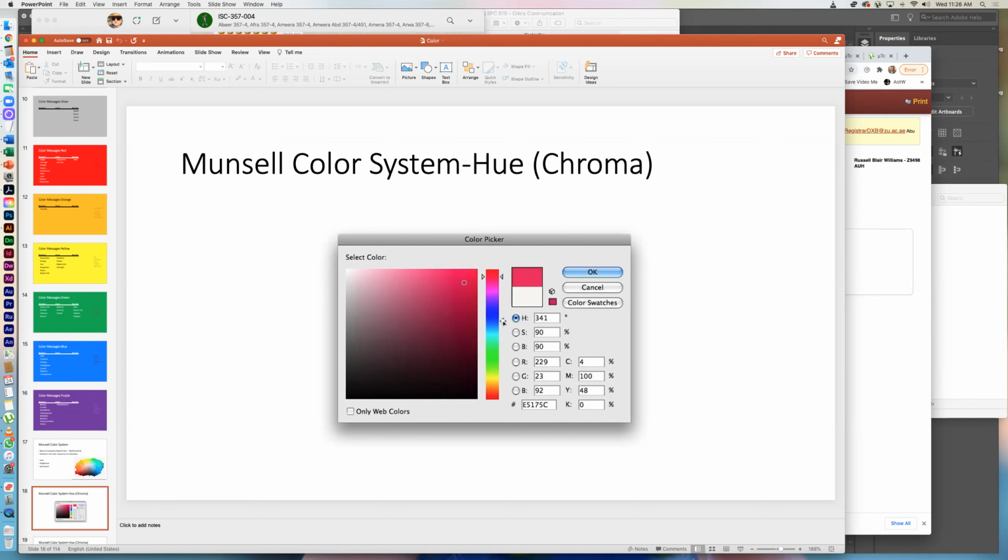So this bar becomes hue, all right? And then the other two dimensions go into this square. So the x-axis is saturation of the color and the y-axis is brightness, okay, or value. So we can look through a few of these.